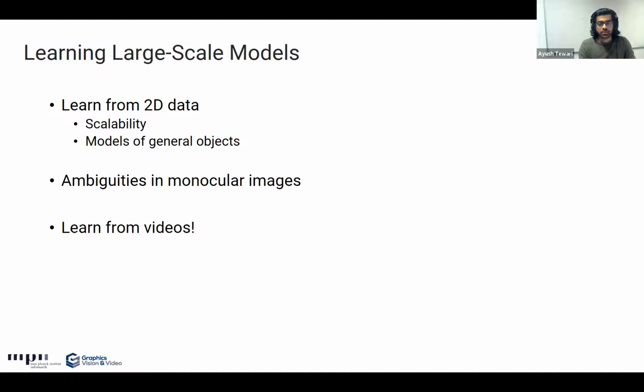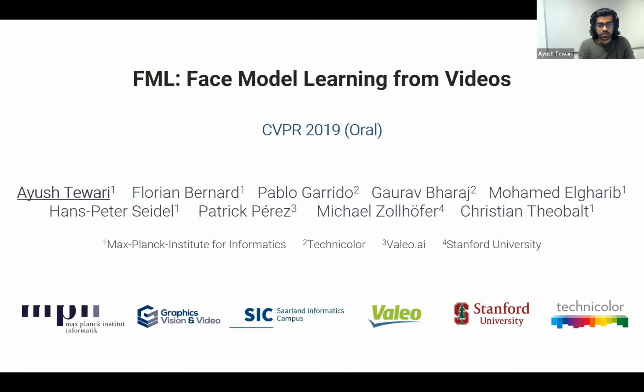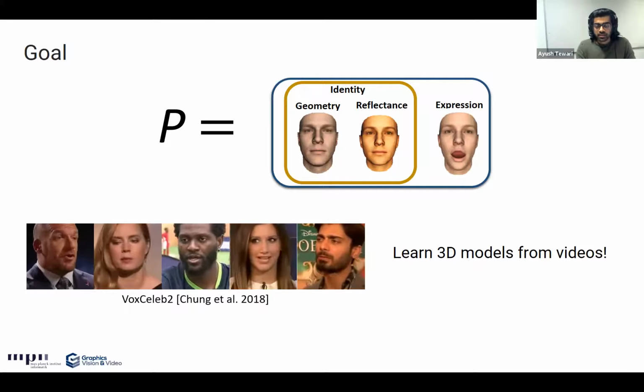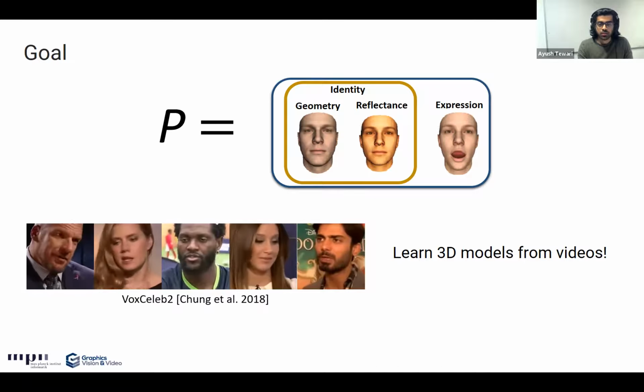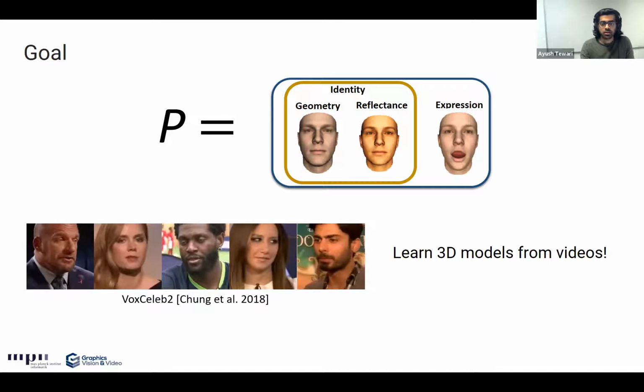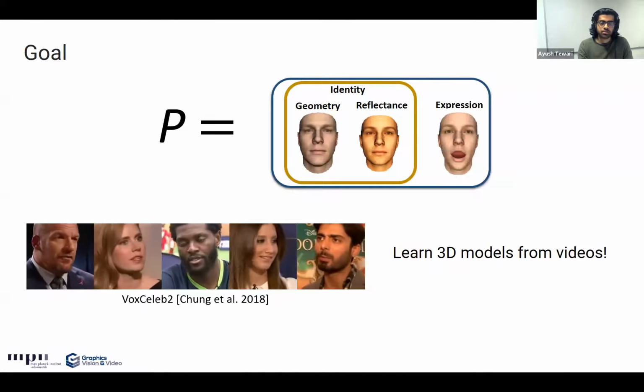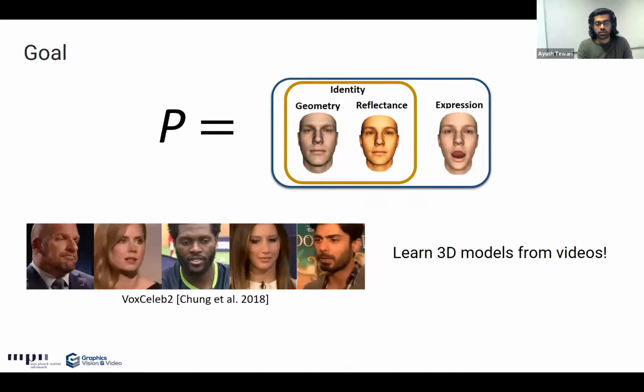So what we did is to instead look at learning from videos. Videos are also available at scale online, but they also offer slightly more constraints. This is what we explored in our CVPR 2019 paper with collaborators from MPI, Technicolor, Stanford. In this work, we decided to focus on the identity component of the 3D morphable model. We said that we'll rely on a pre-trained 3D expression model, but for the identity component, we initialized it from zeros. There are no deformations, and all the deformations are going to be learned from the video dataset.